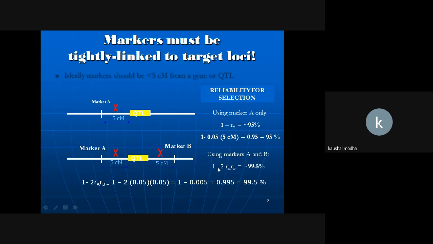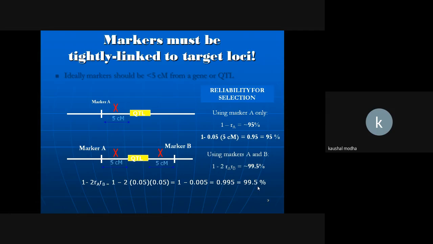Here we can work out the efficiency by utilizing this formula: 1 minus 2, recombination between marker A and the gene, and marker B and the gene of interest. This is our gene of interest. So if you work out, it is 99.5%. That means out of 200 backcross progenies you have selected on the basis of presence of markers A and B, 199 progenies will definitely have the trait.